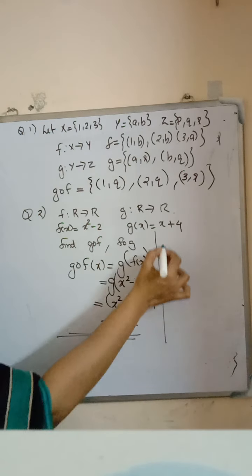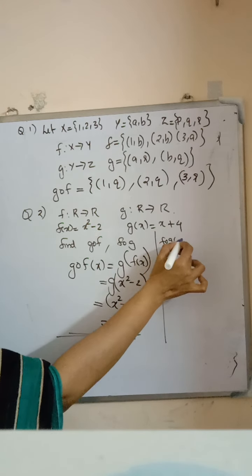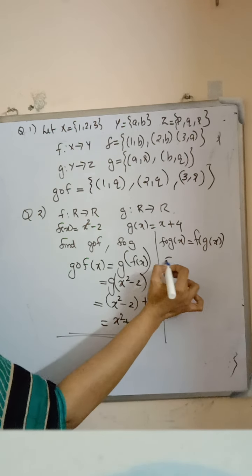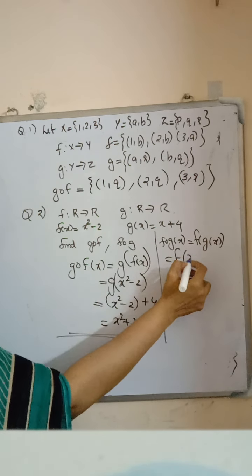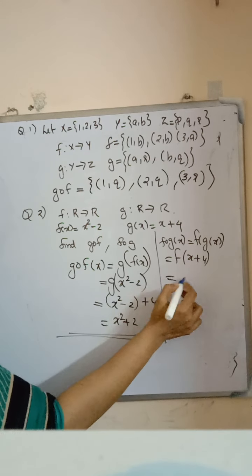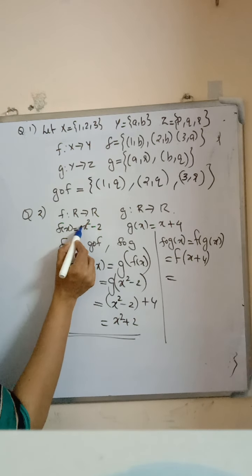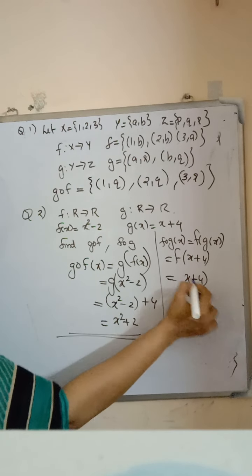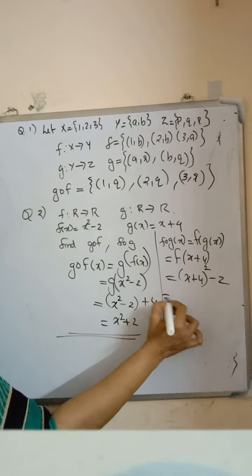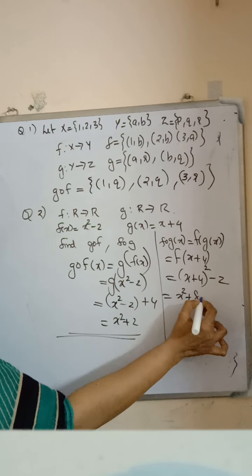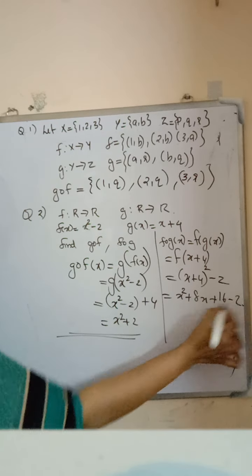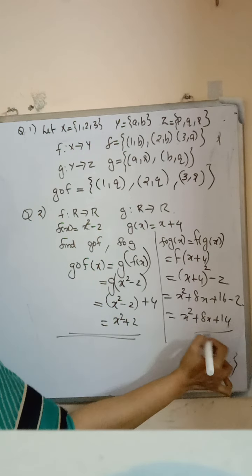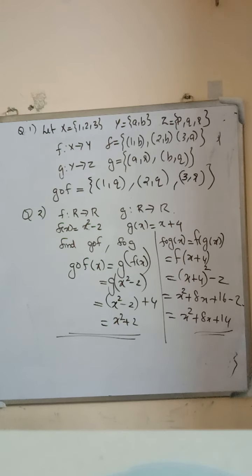What is f composition g? F composition g of x is equal to f of g of x. That is equal to f of x plus 4, since g of x is x plus 4. We replace this x by x plus 4. That is (x plus 4) whole square minus 2, that is x square plus 8x plus 16 minus 2, which is equal to x square plus 8x plus 14. So the answer is x square plus 8x plus 14.